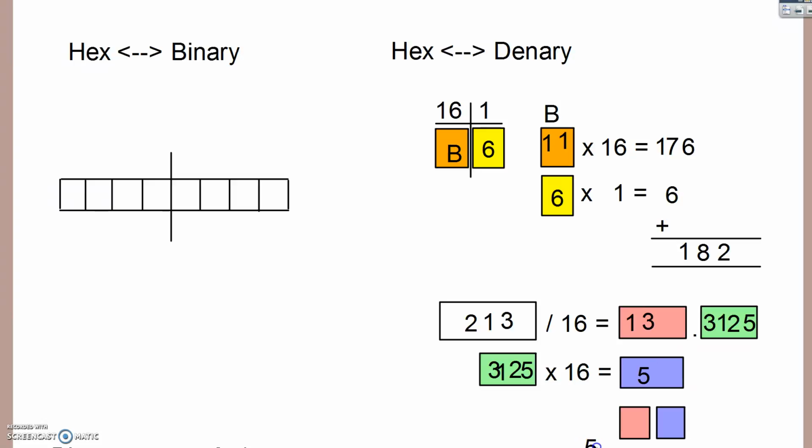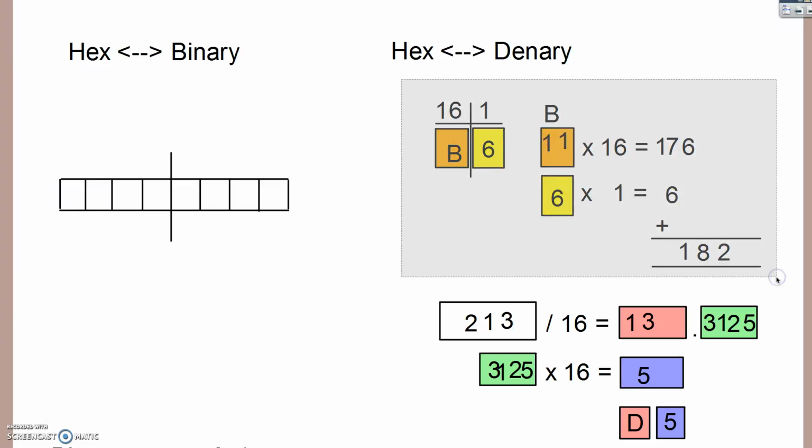5 is very straightforward to put into hex, but 13 isn't. So A is 10, B is 11, C is 12, and so D is 13. And there we are, D5.